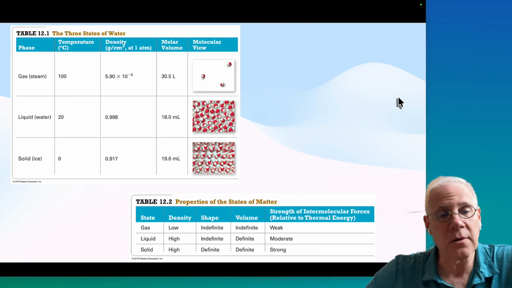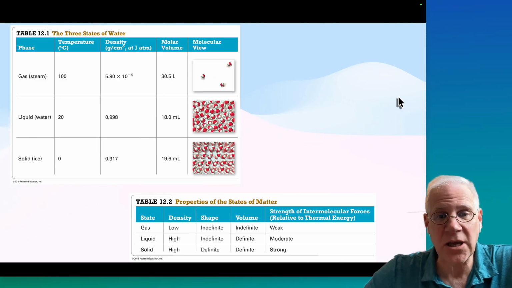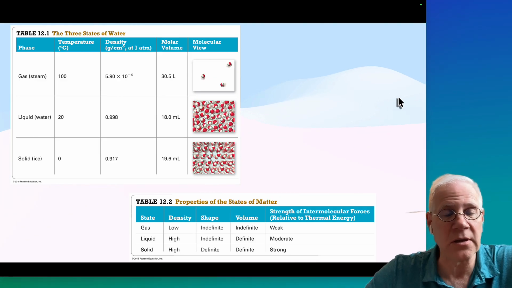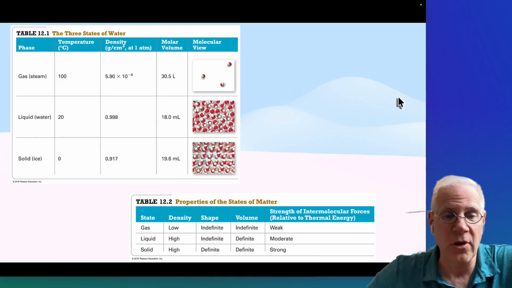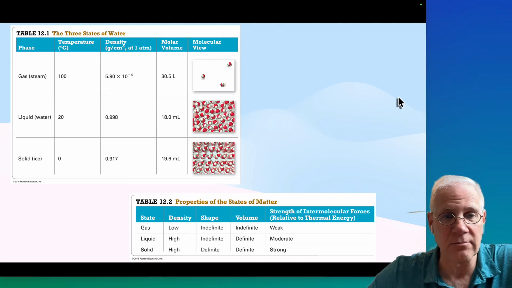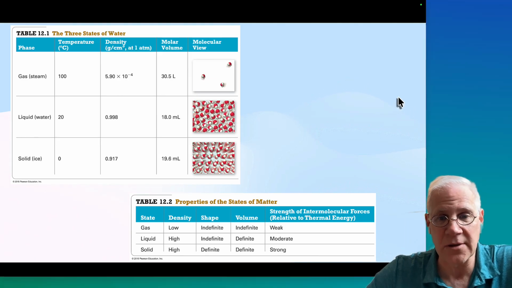And then you get to a solid, fairly high density, has a definite shape. So whatever shape the solid is in, you can put it in any kind of container. The shape of the solid is going to remain whatever shape it was. And the volume is also definite. Again, you put it in a container, it doesn't change what the volume of the solid is.